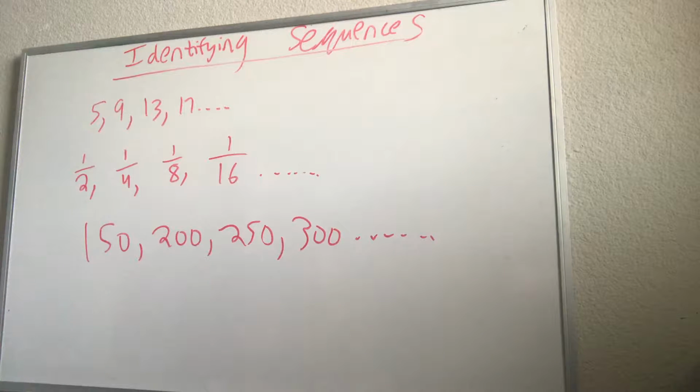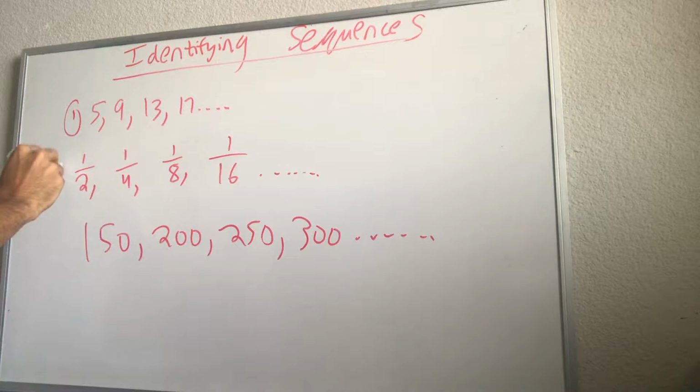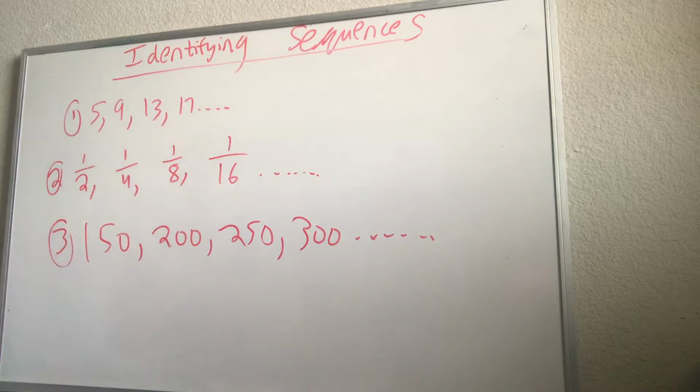So this lesson is identifying sequences. I have three sequences here. The first one is obviously this one, then the second sequence, and the third sequence. Looking at the first one, we really are looking at whether the sequence is arithmetic or geometric.